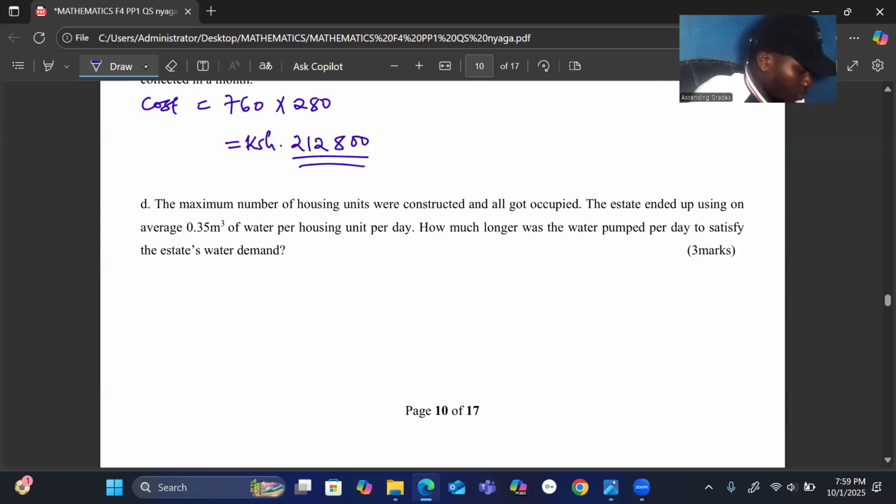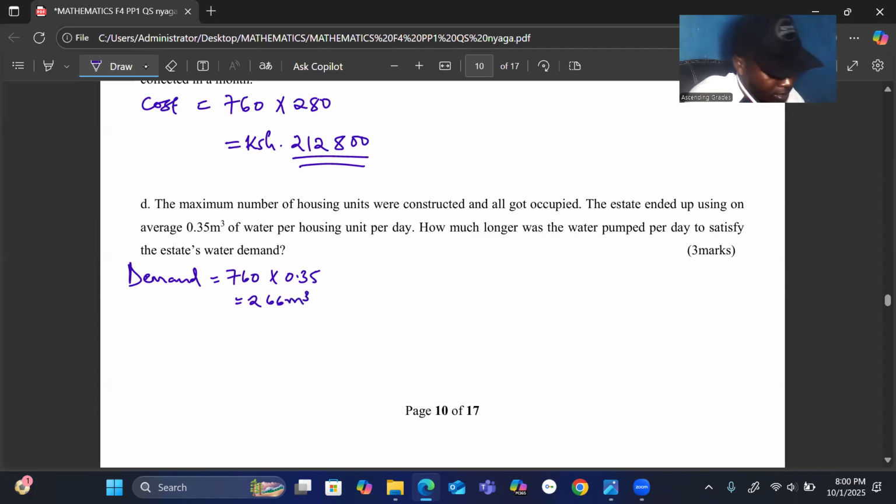Now, the new demand is going to be, the houses will remain at 760 times the new demand, which is 0.35. Therefore, we shall have 266 cubic meters. That is the new demand.